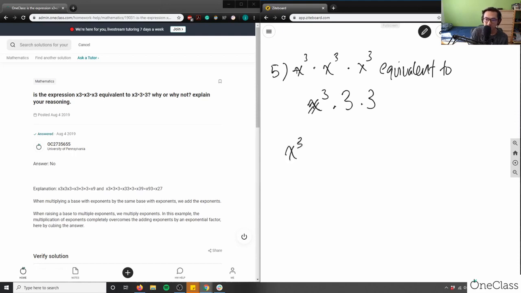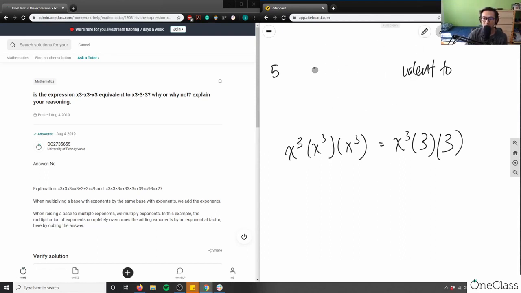So it does x cubed times x cubed times x cubed equal x cubed times 3 times 3. I'm going to rewrite this question because this looks really messy. So it's asking, is this expression equivalent to each other? I wrote here equals. So take a moment to think about this.